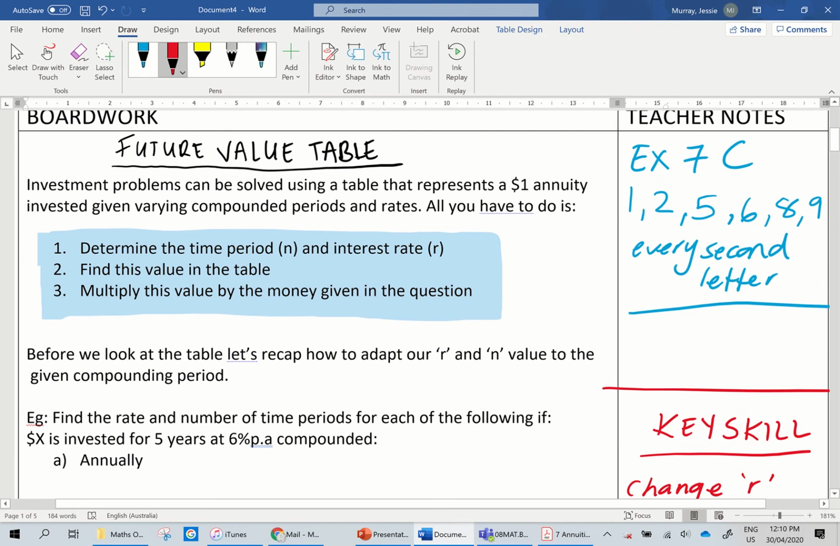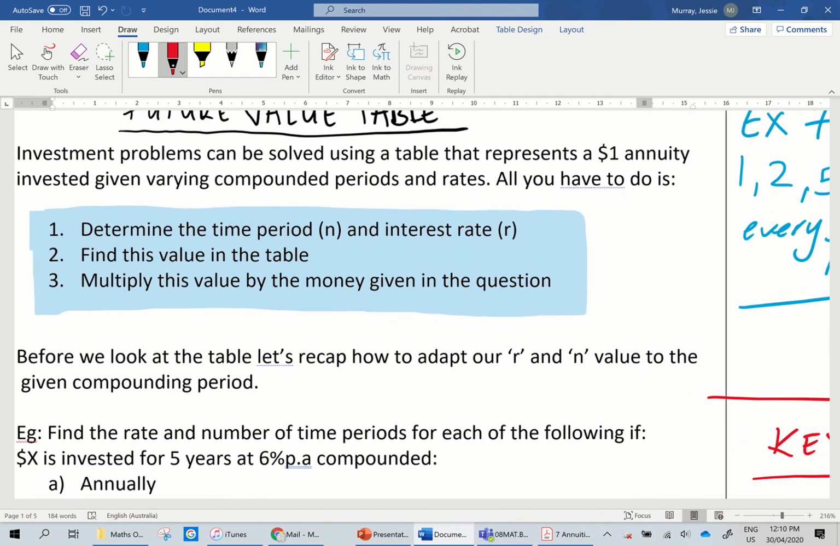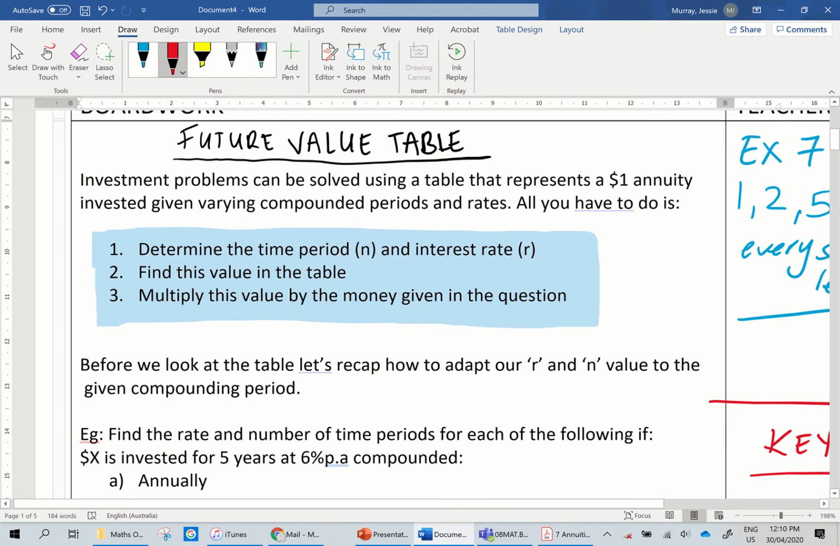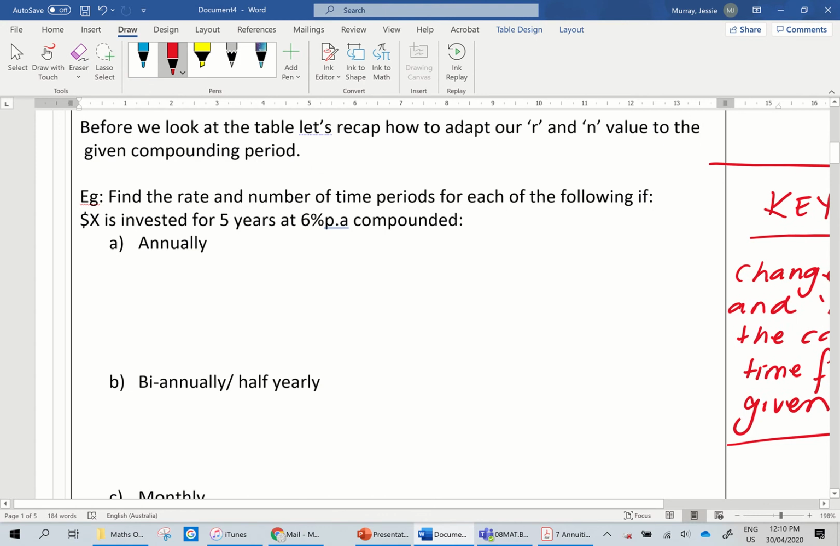and N value. Now, if you did, which most of you would have done in year 10, 5.3 or 5.2, you would have actually seen some of this before. So let's have a look. So this is just sort of a key idea you do definitely need to know. It's kind of assumed knowledge, but I'm just going to spend some time looking at it. So find the rate and number of time periods for each of the following if X amount of dollars is invested for 5 years at 6% compounded annually.